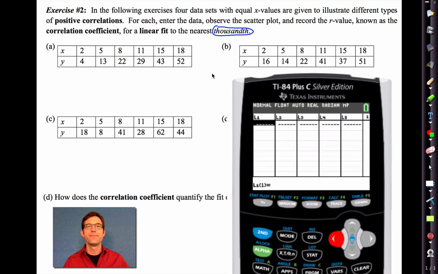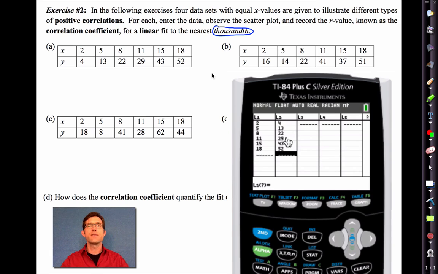So 2, 5, 8, 11, 15, and 18. Scan those x's, make sure they're right. Now let's do the y's. 4, 13, 22, 29, 43, and 52. Again, take a good look at your data. Check the y's, check the x's.